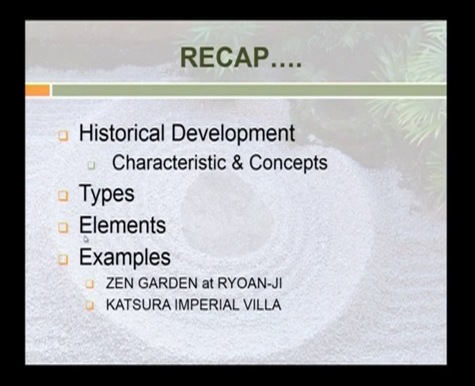Then we discussed the different Japanese garden elements, starting from stone arrangement, ending with stone bridges, and we looked at two examples. One is a Zen garden at Ryoanji temple, the other one is a garden at Katsura Imperial Villa. With this, you should be able to answer the following questions.